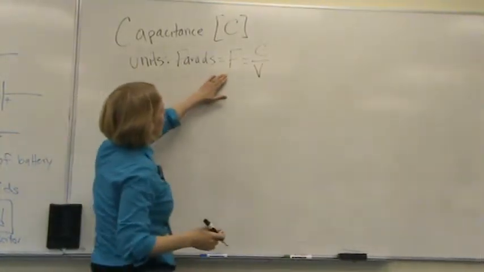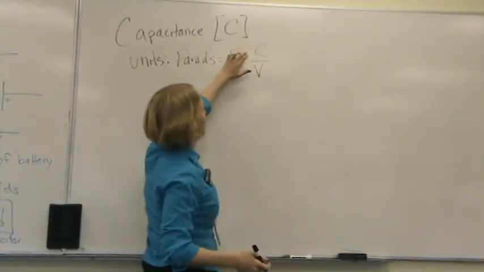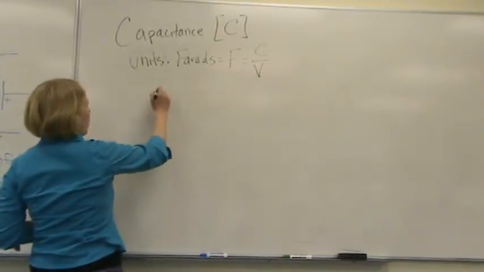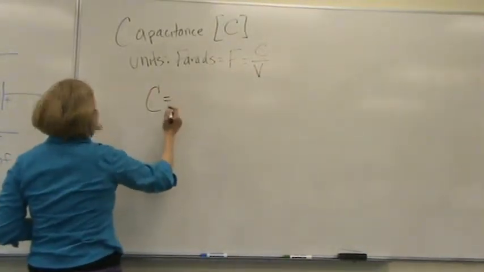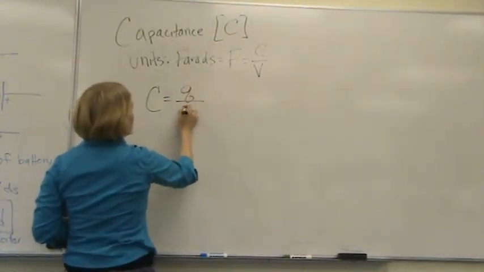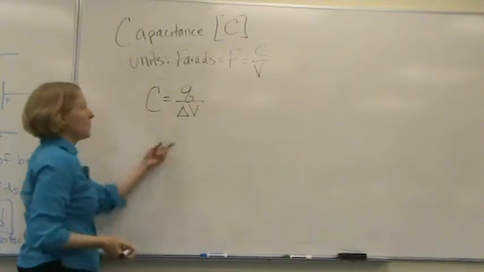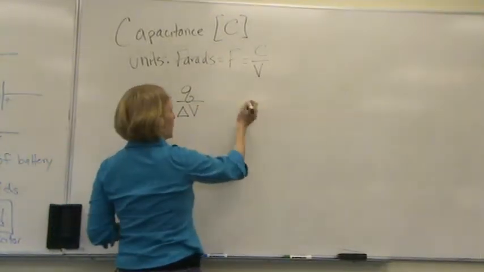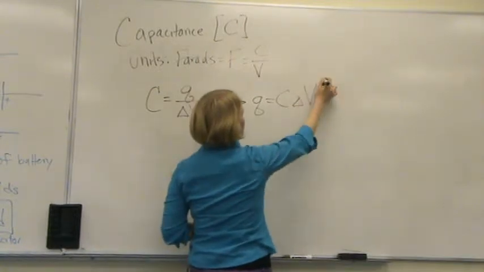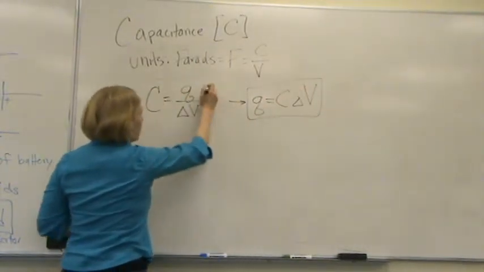So a farad, that's the units, can be broken down into a coulomb per volt. That helps us come up with one definition for capacitance: charge over the potential difference of the battery. The slide has it written as Q is equal to C delta V. So either of those is fine.